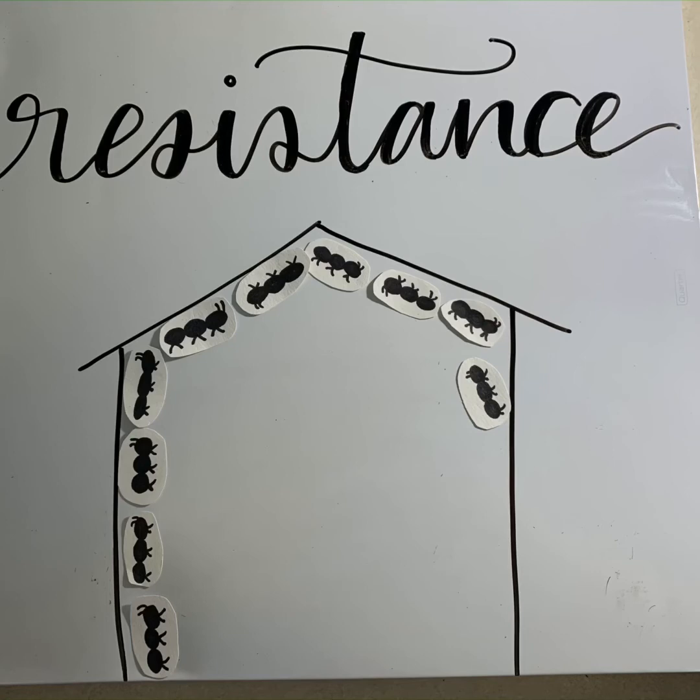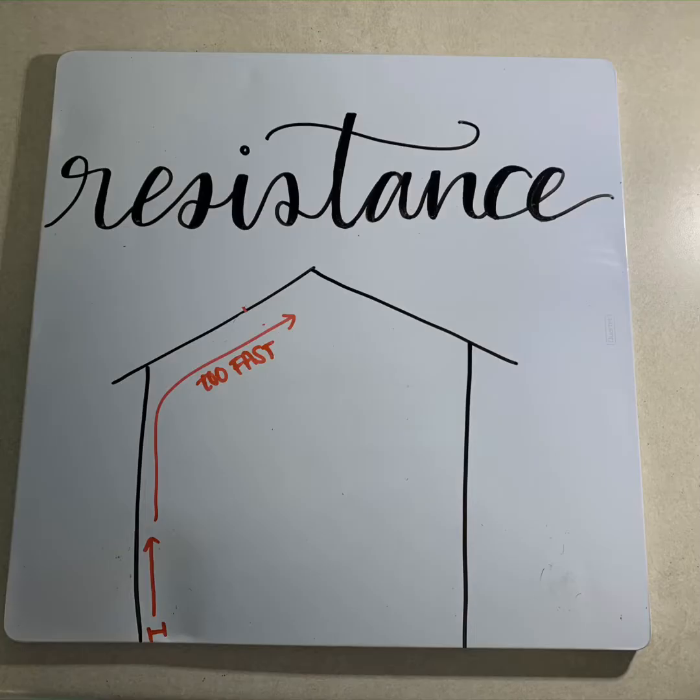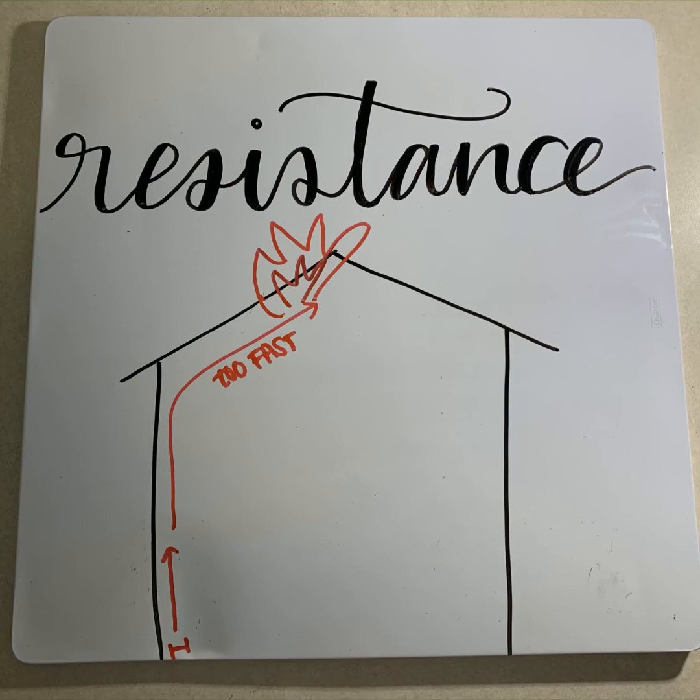If the current going through your house is too fast, it creates a lot of energy. When there is no other way to get rid of it, the system overheats. This can cause a fire. Resistors slow it down, lowering the risk of overheating.